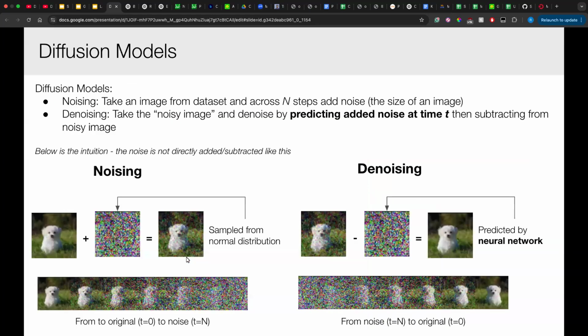Okay. So again, what does it really mean to add noise? This is a bit of a simplification, but the idea is it's a weighted sum between the actual image, the original image from your data set.